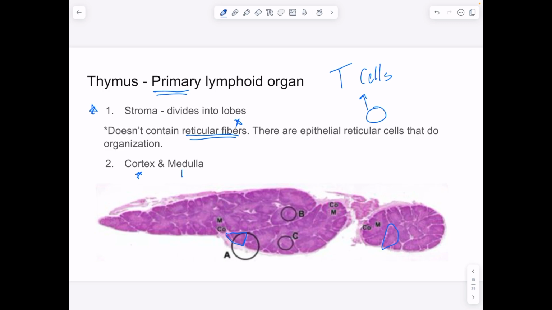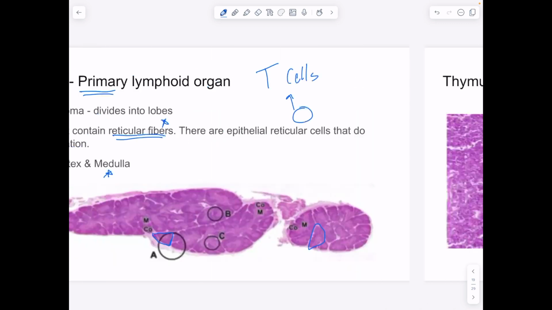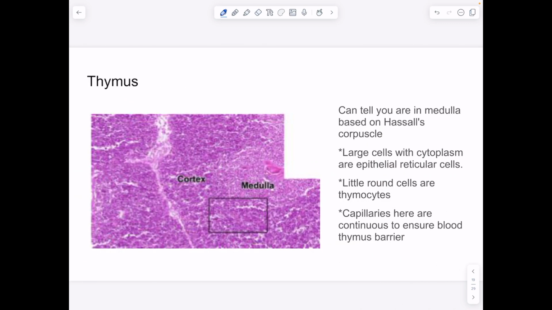And then we have a cortex and a medulla for the parenchymal elements. All right, so cortex versus medulla. The cortex is where the maturing T cells are going to be, and the medulla is where our mature T cells are. So they go from cortex to medulla, and then how can you tell medulla versus cortex?